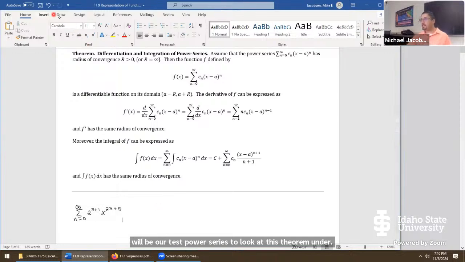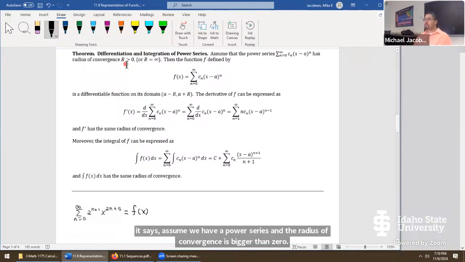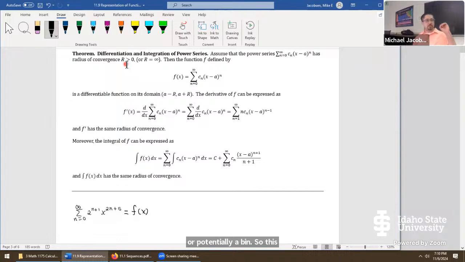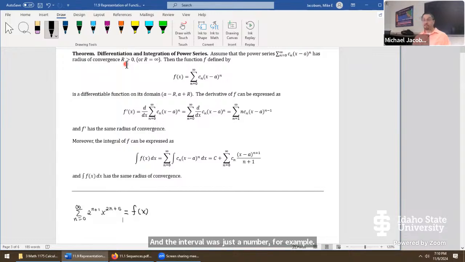Okay, so let's call this thing f of x once again, and take a look at the theorem. It says, assume we have a power series and the radius of convergence is bigger than 0, or potentially infinity. So this is excluding all of those problems where the radius of convergence was 0 and the interval was just a number, for example. You have to have more than one point it converges on, in other words, a total interval.